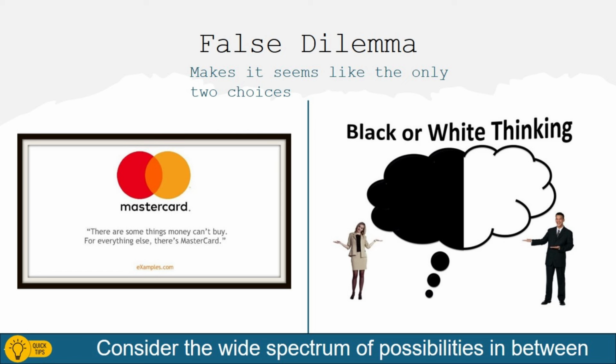So the tackling strategy is to explore the wide spectrum of possibilities in between. It's not black and white. There will be a gray area in between.